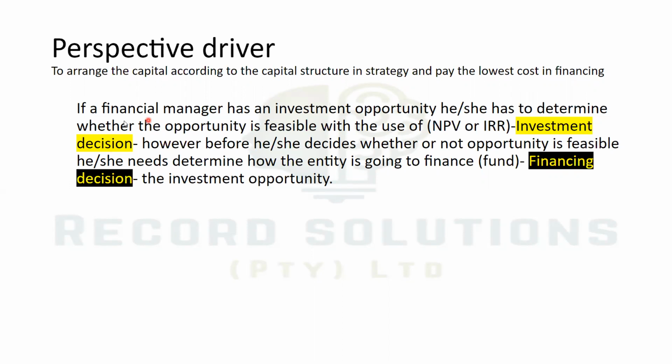It says a financial manager. If a financial manager has an investment opportunity, he or she has to determine whether the opportunity is feasible. Feasible means he has to check whether he can take this investment opportunity, with the use of the NPV or the IRR. There are many ways to determine whether an investment opportunity is good, not only NPV or IRR, but these are the top ones used in the industry, because they give you a much better reflection of what's going on. So let's see what will happen.